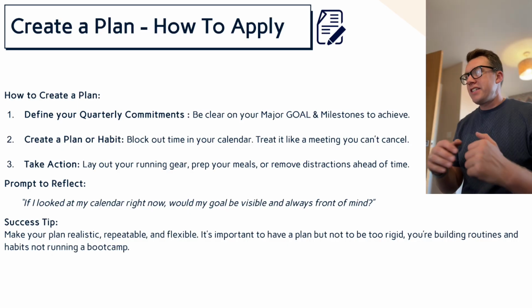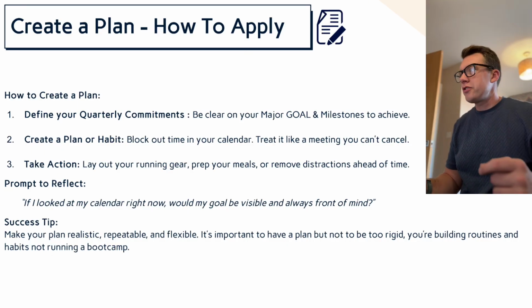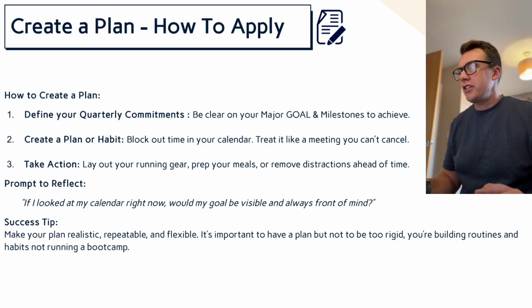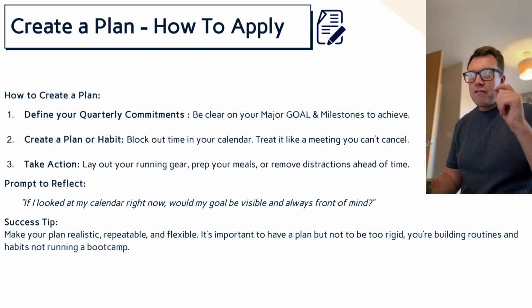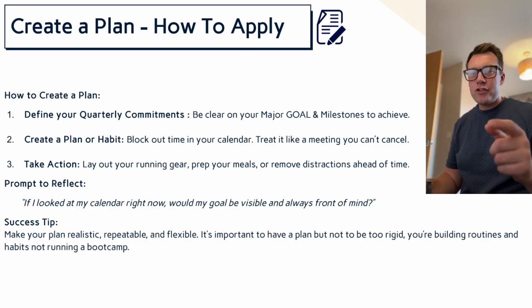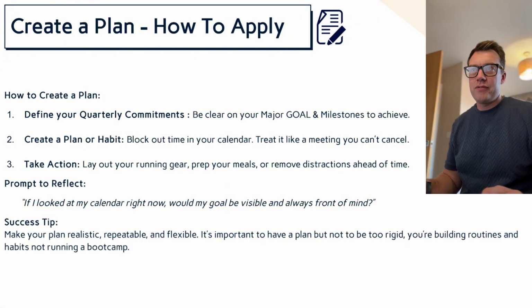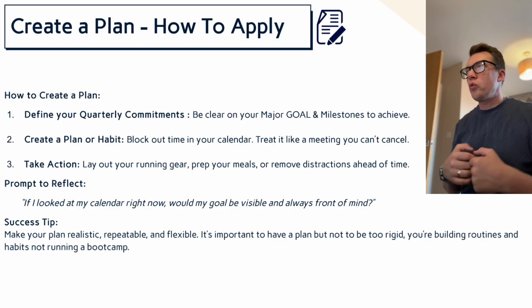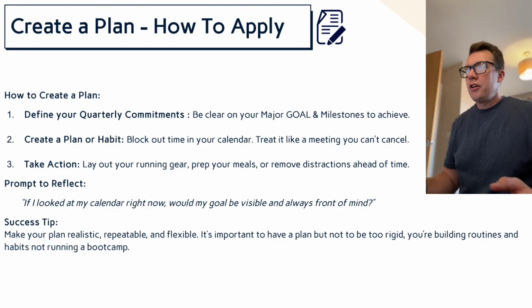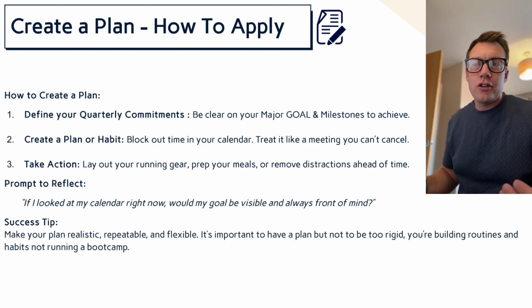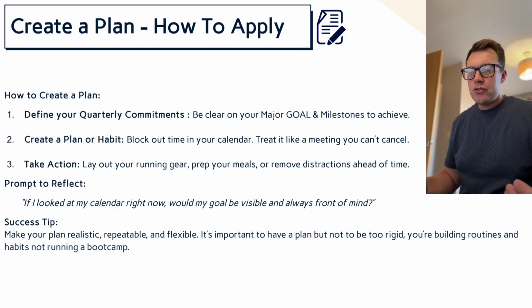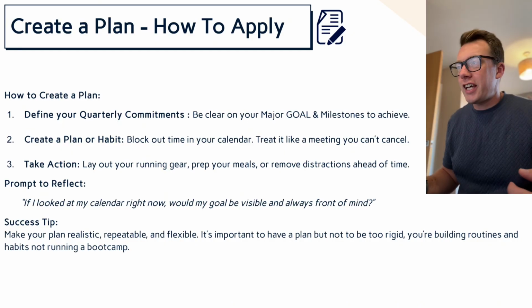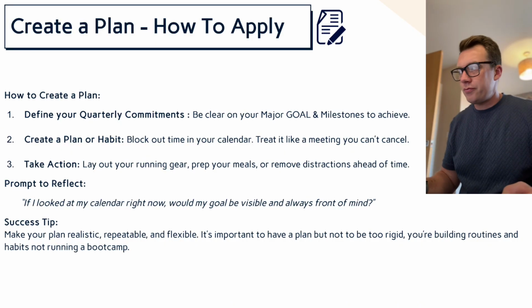As I said, we've identified those key milestones, and what we are going to do from there is create mini actions. What are our weekly steps we can take to push things forwards? And a very simple prompt: if you looked at your calendar right now, would your goal be visible and always front of mind? In my experience, it's all well and good creating a plan, but if that plan is not visible, if you're not checking up on it regularly enough, you will just forget about it. There's no good creating a plan and putting it in your top drawer and forgetting about it. It needs to be front of mind and it needs to be visible.